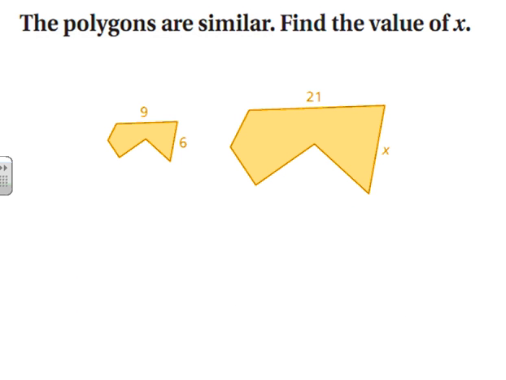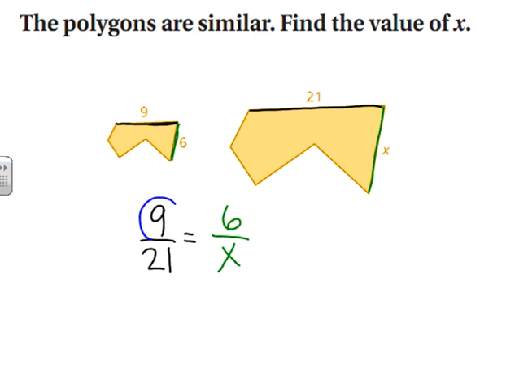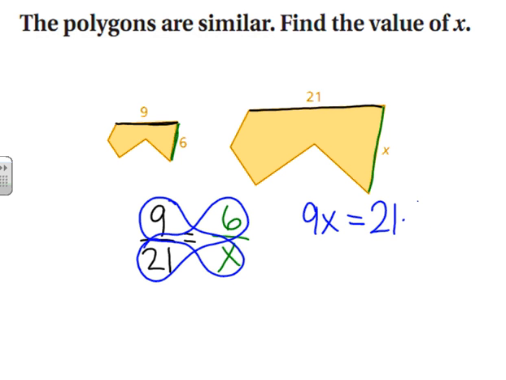In our next example, they are facing the same direction, so we can set up our first fraction as 9/21 and our second ratio 6 over x. And just like before, we'll use cross products to solve. 9 times x equals 21 times 6.